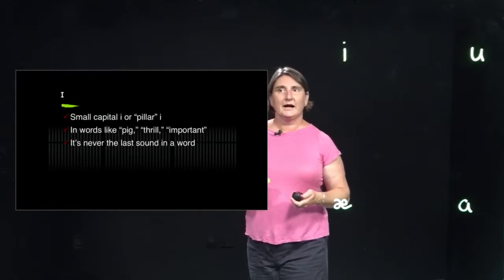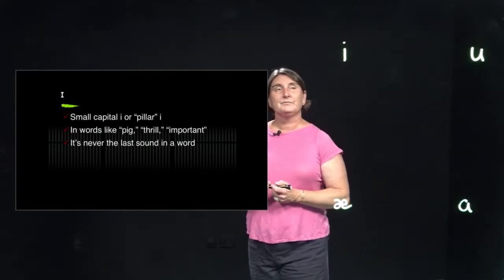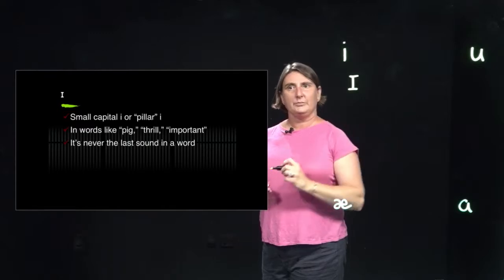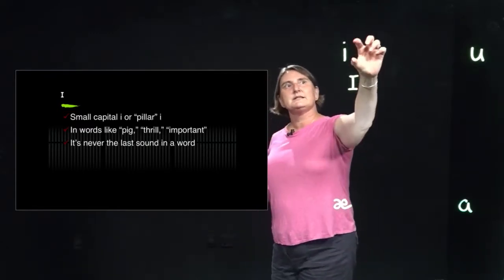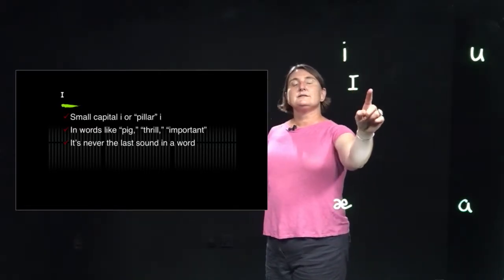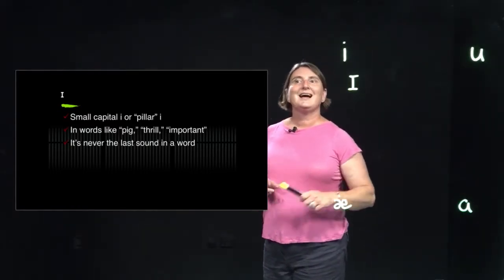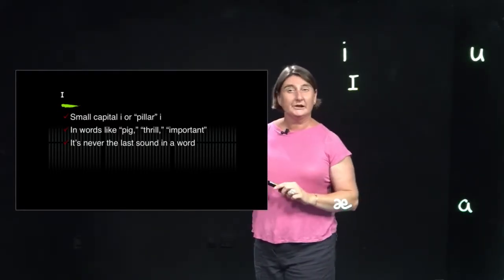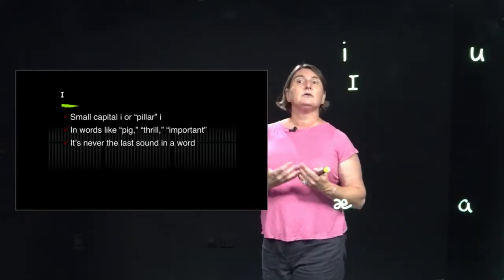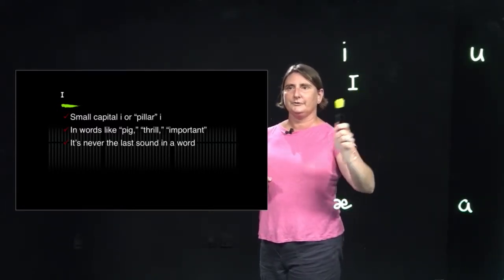Okay, now the next vowel is sort of the partner to the E. And this vowel is I, and it is written as a small capital I. So these guys should be the same height. This is in words like pig, or thrill, or important. I love to call this the pillar I because it looks a little bit like a pillar, and it is the sound in pillar. So I think that's a high quality way of remembering this I, the pillar.